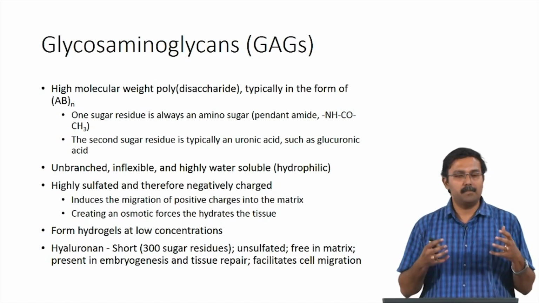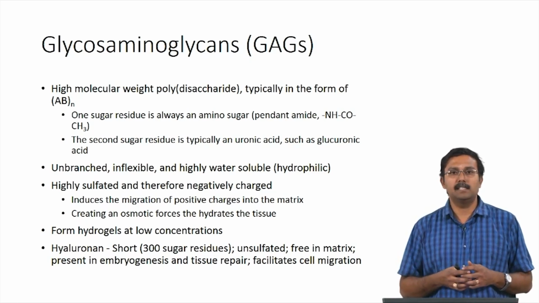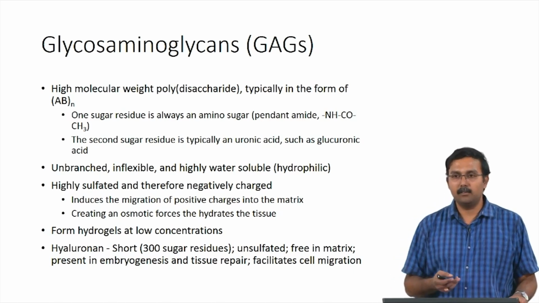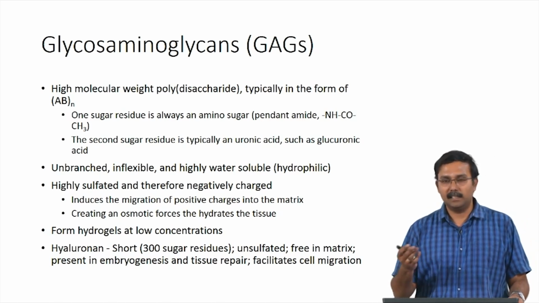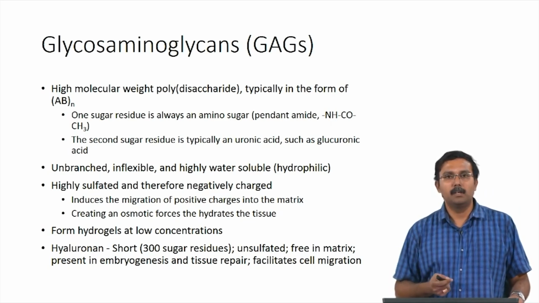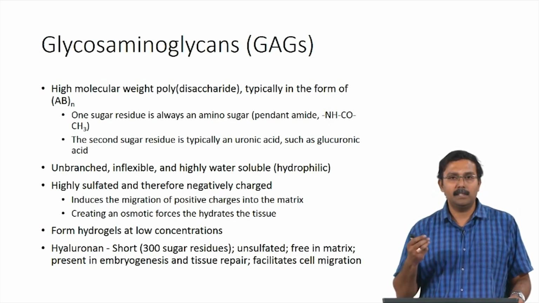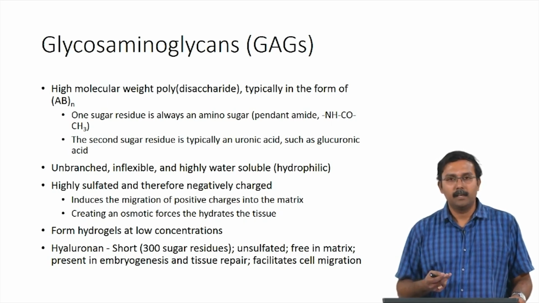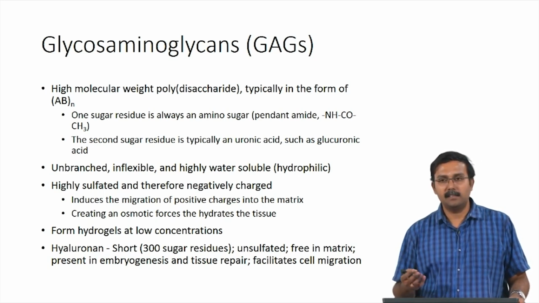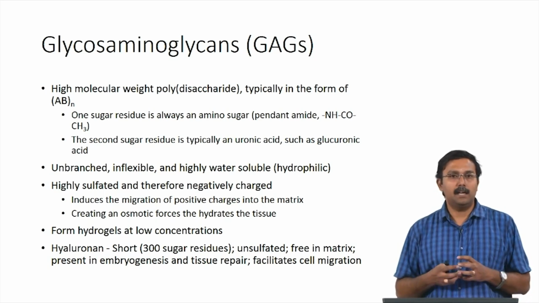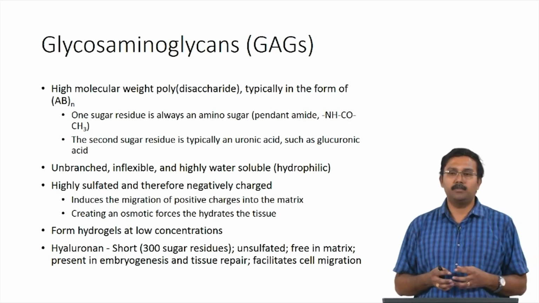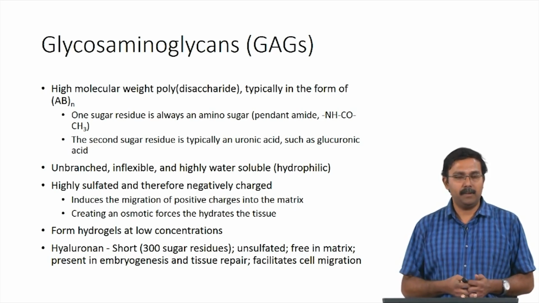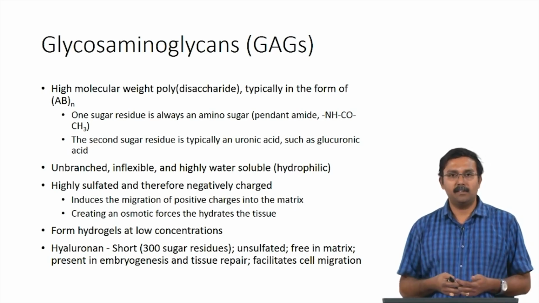The glycosaminoglycans are usually high molecular weight polysaccharides, which typically form a polydisaccharide, right. Your hyaluronic acid is a polydisaccharide and so on. One sugar residue is always an amino sugar, and the second residue is typically a uronic sugar, usually a uronic acid such as glucuronic acid. These are unbranched, inflexible and highly water soluble, very highly hydrophilic, and they are highly sulfated as well, therefore they have a lot of negative charges.